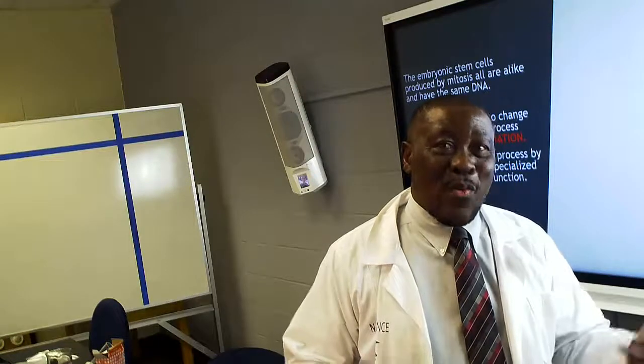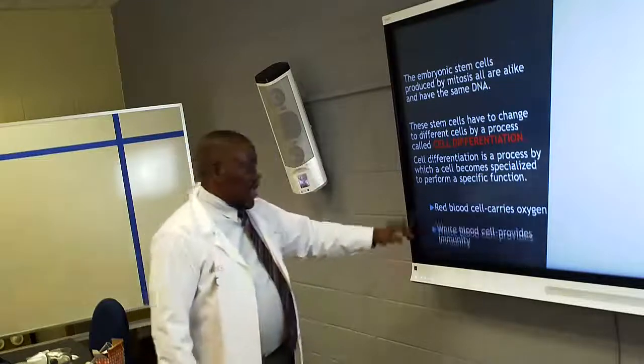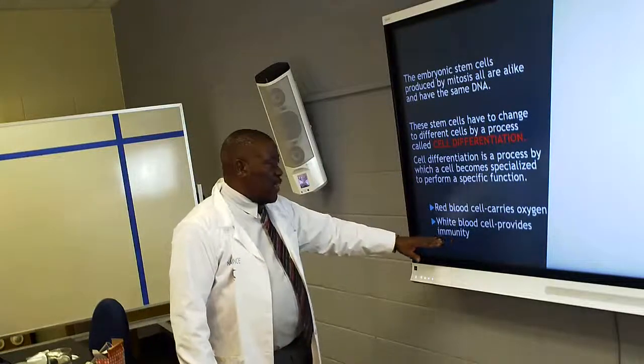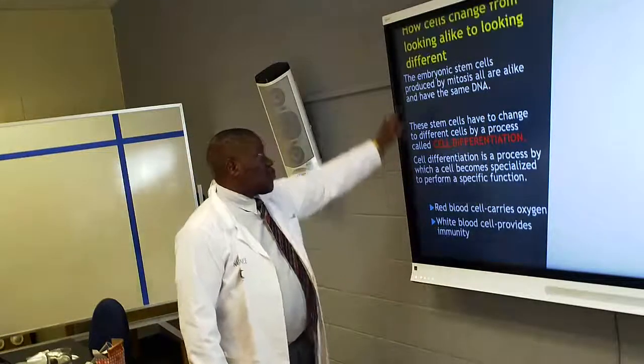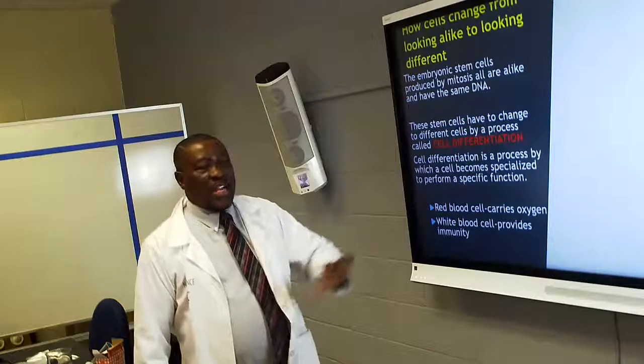You have nerve cells to send messages to and fro throughout your body. So you see, all of these cells originally were what? Were all the same. But once they step out of their comfort zone, they become different. Right? So red blood cells carry oxygen, so that's different. White blood cells provide immunity, so they're different. And our cells change from looking alike to looking different. Okay, now let's look at the picture.